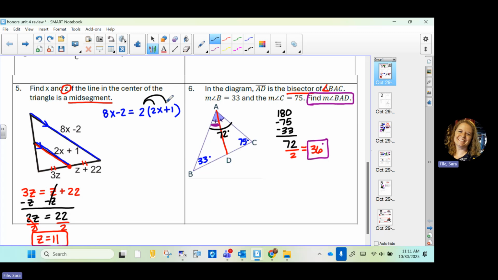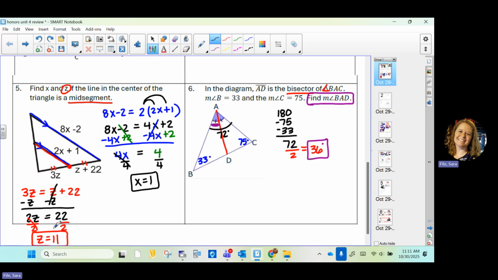So I'm going to distribute, and I get 4x plus 2. Now I need to get my x's, my variables, to the same side, and my constants to the other. And then divide out the coefficient. So x is 1. Now, what could I do to check these?